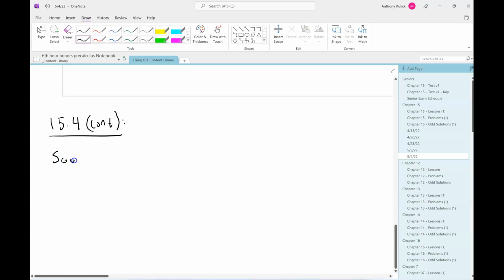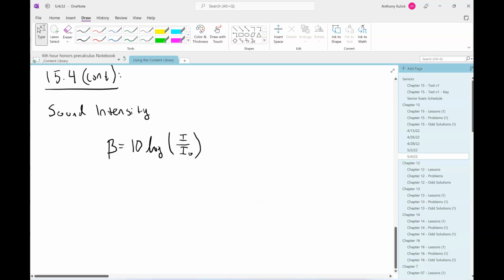So the first one is sound intensity. So like loudness, how do we measure loudness? Decibels, yeah. So our equation here, or our model here, I should say, is beta equals 10 times log of I over I naught, where beta is the number of decibels.